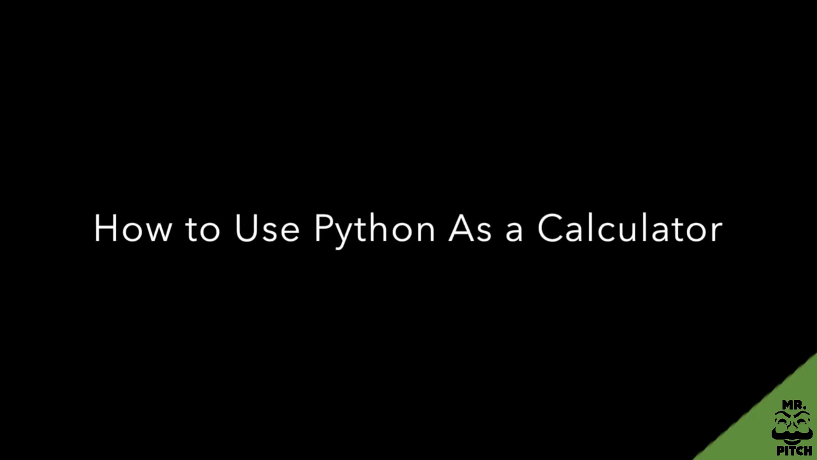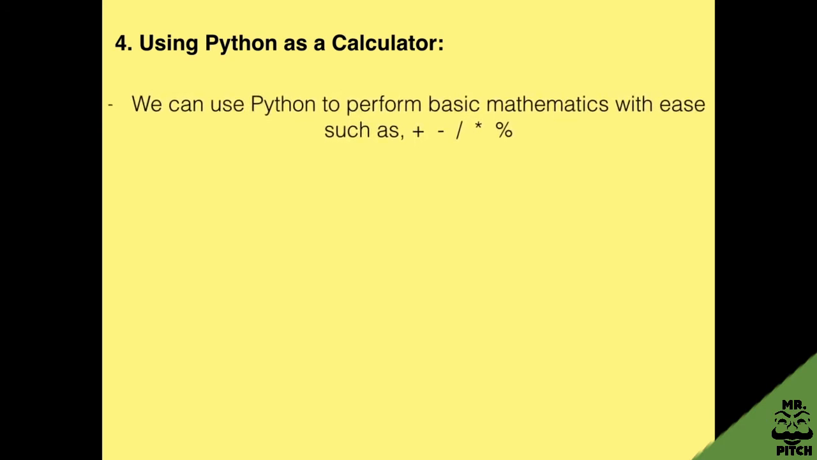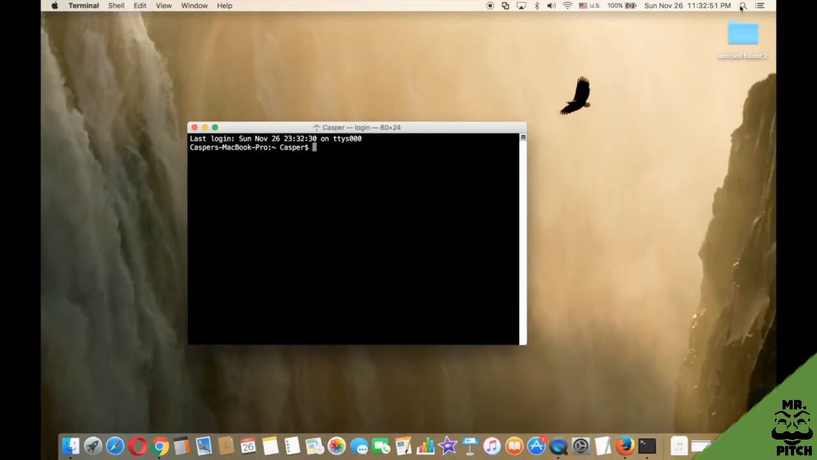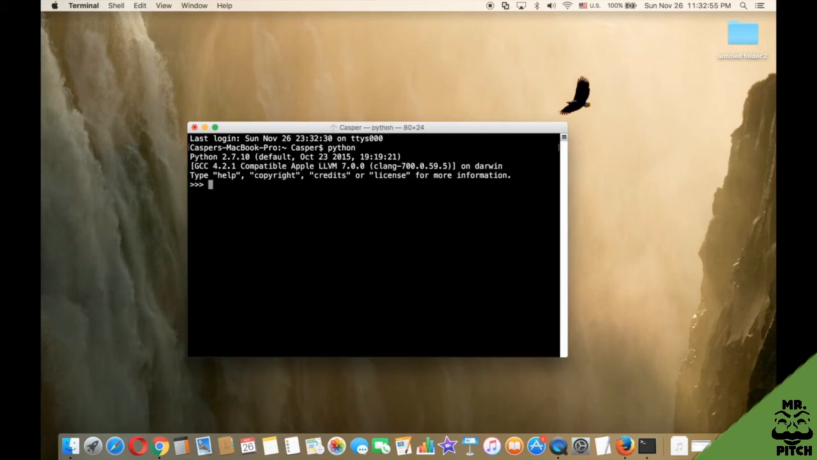How to use Python as a calculator. We can use Python to perform basic mathematics with ease, such as addition, subtraction, division, multiplication, and percentage. Let's see how. First, we open terminal and type python and press enter. Then type any number with a basic arithmetic operation as you see on the screen. Try by yourself now.